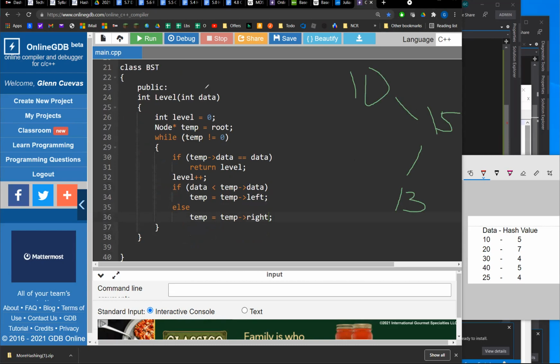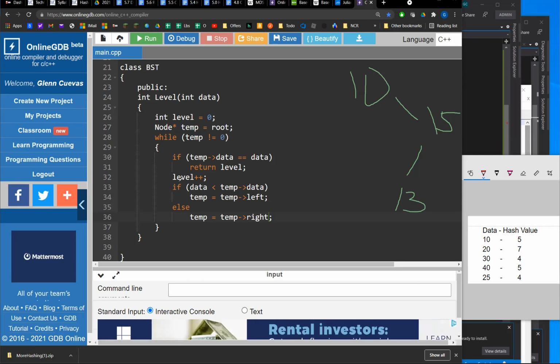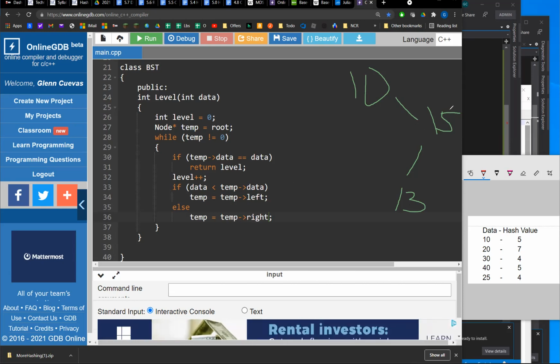Let's say we're looking for 15, pass 15 in, temp's root. 10 and 15 are not equal, so we don't break out of our loop, increment our level. And then data is not less, right? We're looking for 13, so that's greater. So temp goes to temp right. So temp's over here at 15.